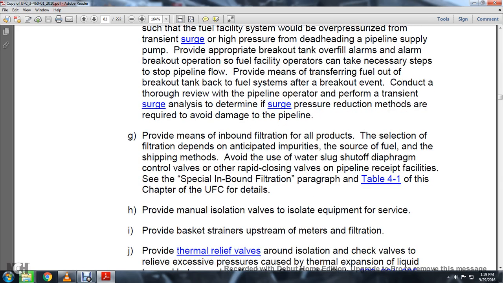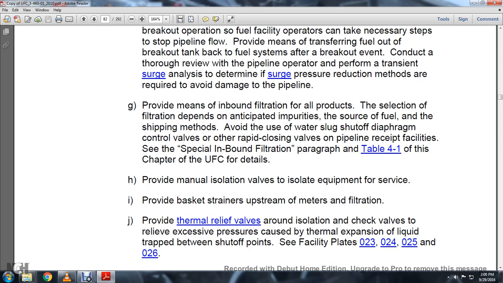G. Provide means for inbound filtration for all products. Selection of the filtration depends on the anticipated impurity for the source of the fuel and the shipping methods. Avoid the use of water slug shutoff diaphragm control valves and rapid closing valves on the pipeline received at the facility. See the special inbound filtration paragraph in Table 4.1 of the chapter, Unified Facilities Criteria details. Provide manual isolation valves to isolate the equipment for service.